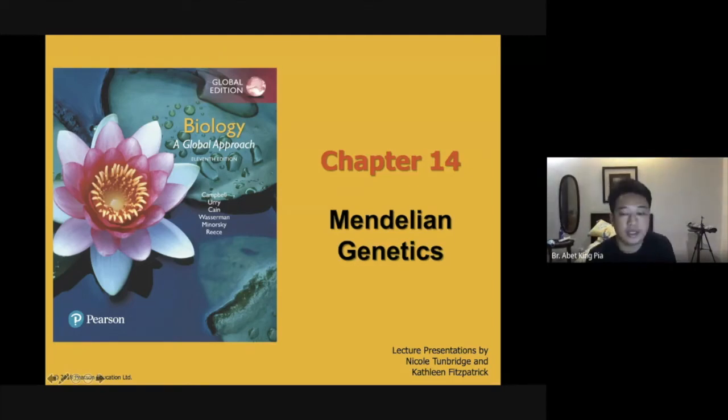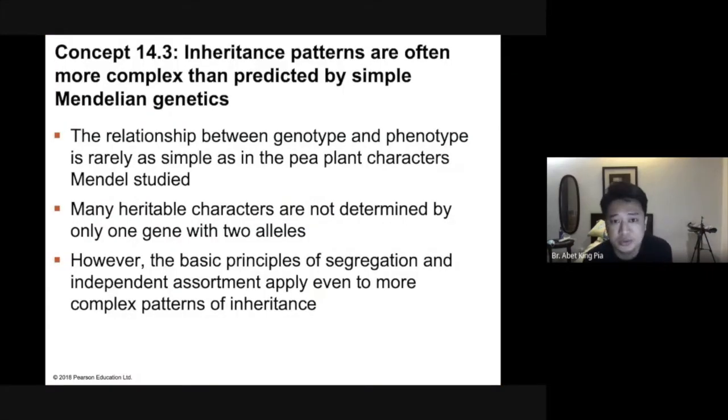So this is the continuation of the chapter on Mendelian genetics. I have already introduced that not all of the inheritance patterns follow what Mendel has introduced to us. There are inheritance patterns that are more complex than what was predicted by Mendelian genetics. There are many heritable characters that are not determined by only one gene with two alleles.